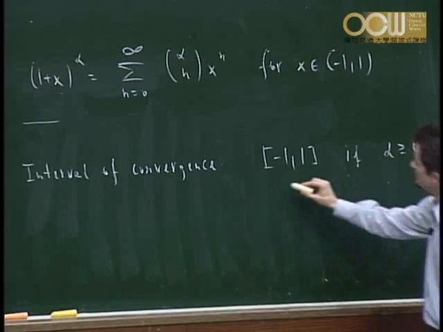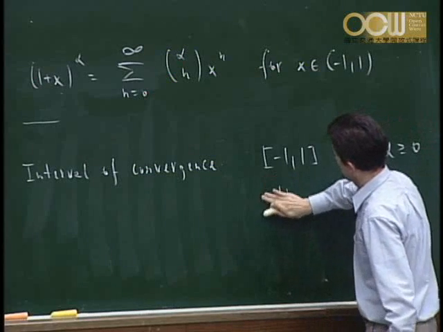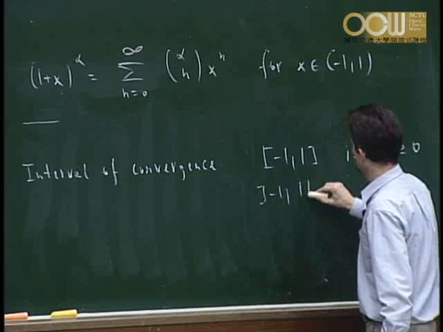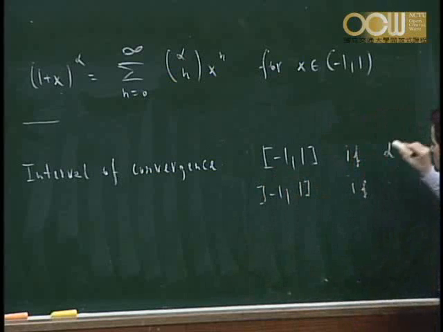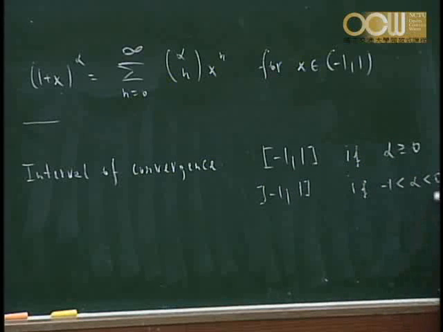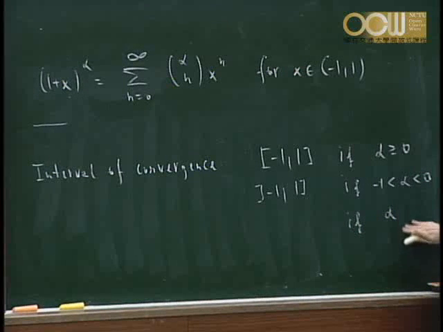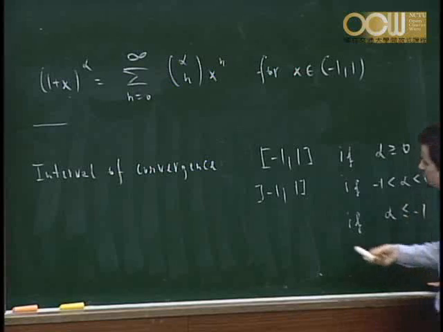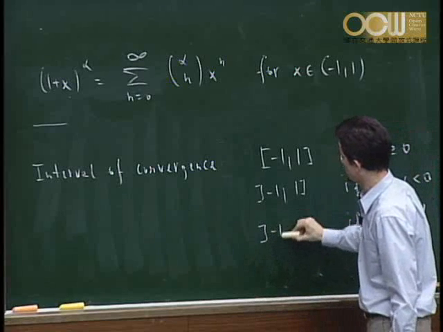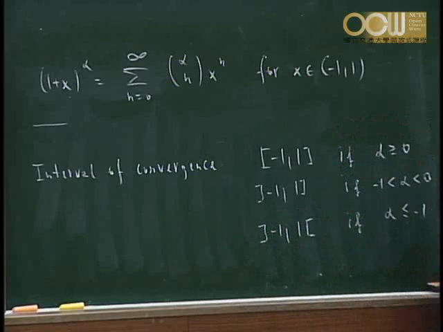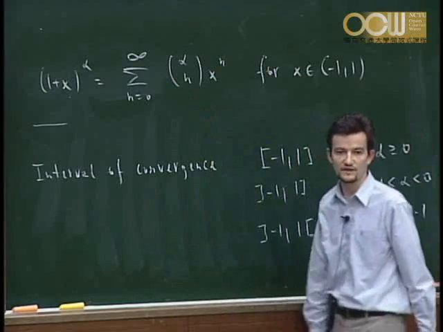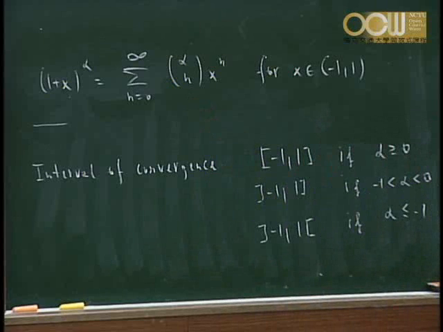Then this interval here, if alpha is larger than -1 and smaller than 0. And if alpha is getting even smaller, so if alpha is smaller or equal than -1, then we have the open interval. So the interval of convergence of this series depends on the alpha. So depending on the range of alpha, it changes.